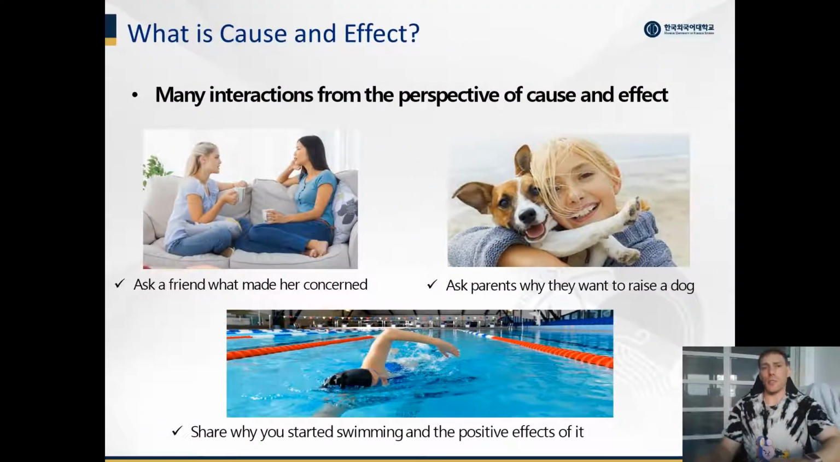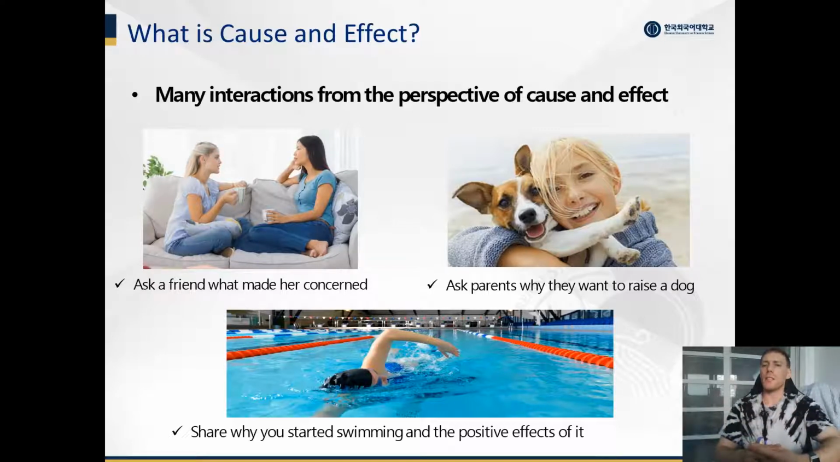What is cause and effect? Well, there are many interactions and many different interpretations, how people think, the perspective about cause and effect. Maybe you have a friend, and you ask a friend what made her concerned, like what's the reason for you feeling concerned or worried, and then you can find the causes that are affecting her, like this.